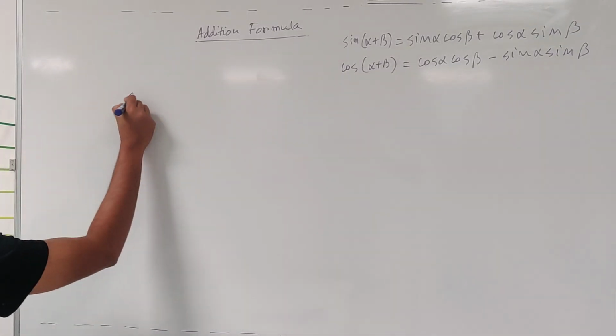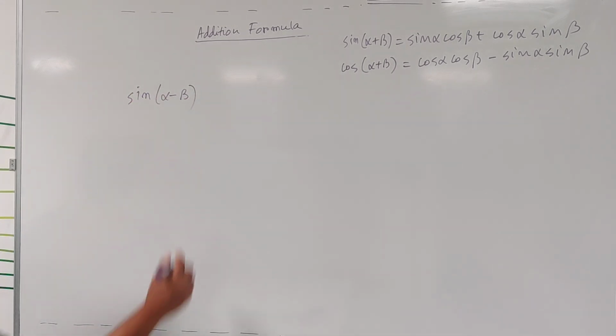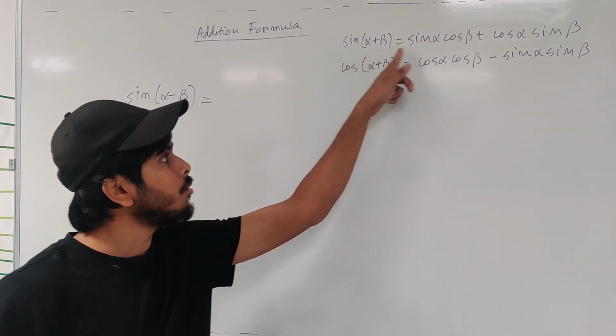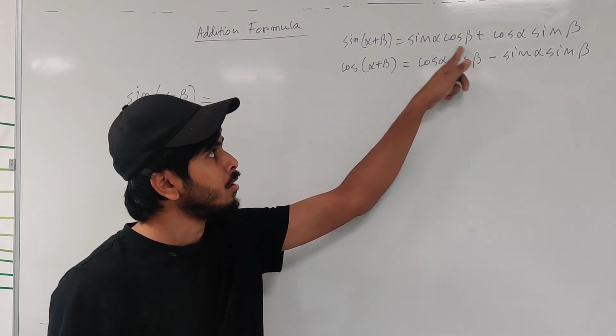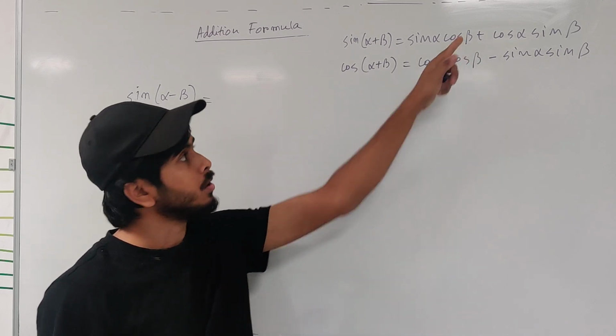So one of them is, what is sine alpha minus beta? So you just have to replace beta with minus beta. So here, what is cos minus beta?